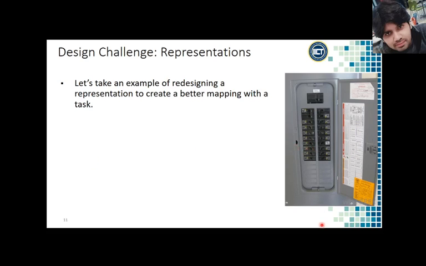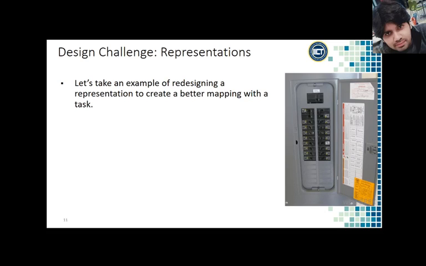Now in order to reset a breaker, I need to go down the list on the right, find the one I want, count down on the left to find the right breaker and switch it. How can we make this representation of what each breaker corresponds to better?